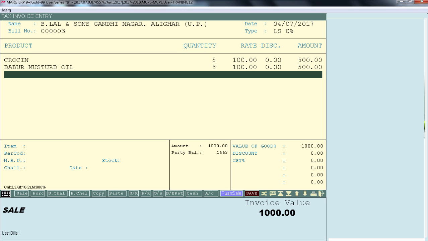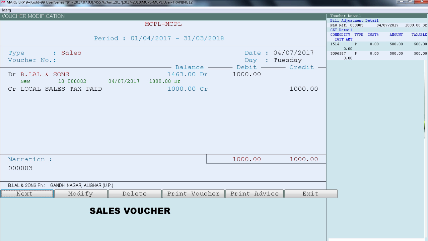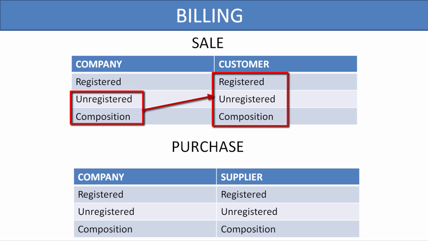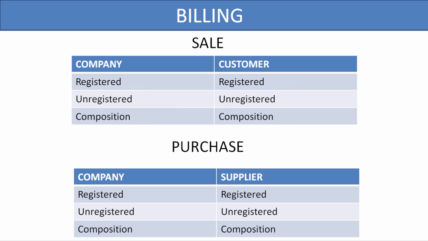If we see the accounts posting of this bill, you can see this is the sale accounts posting of an unregistered company. It comes under local sales tax paid. So basically when an unregistered company or a company under composition scheme does sale to a registered, unregistered or composition scheme customer, GST is not charged, like we saw now. So in this way we saw the sale process in Marg software.